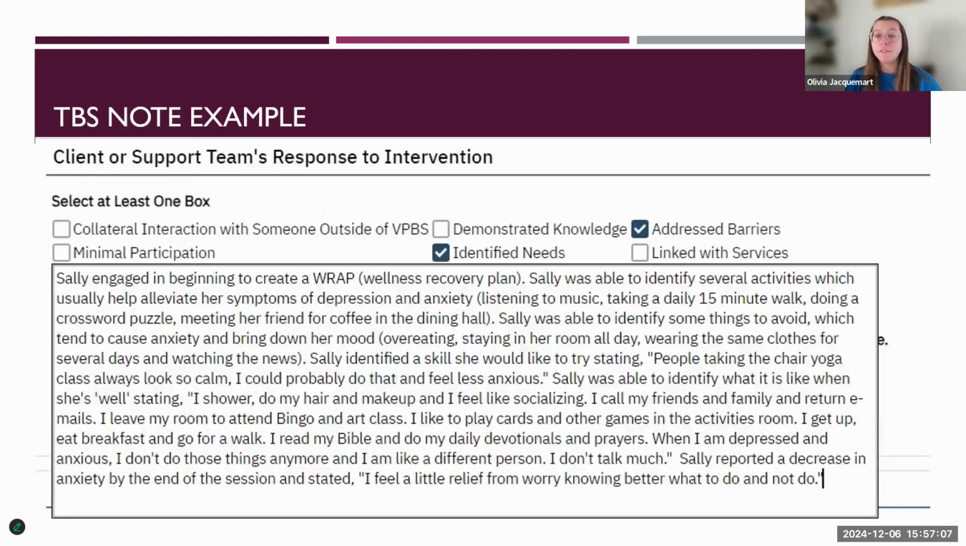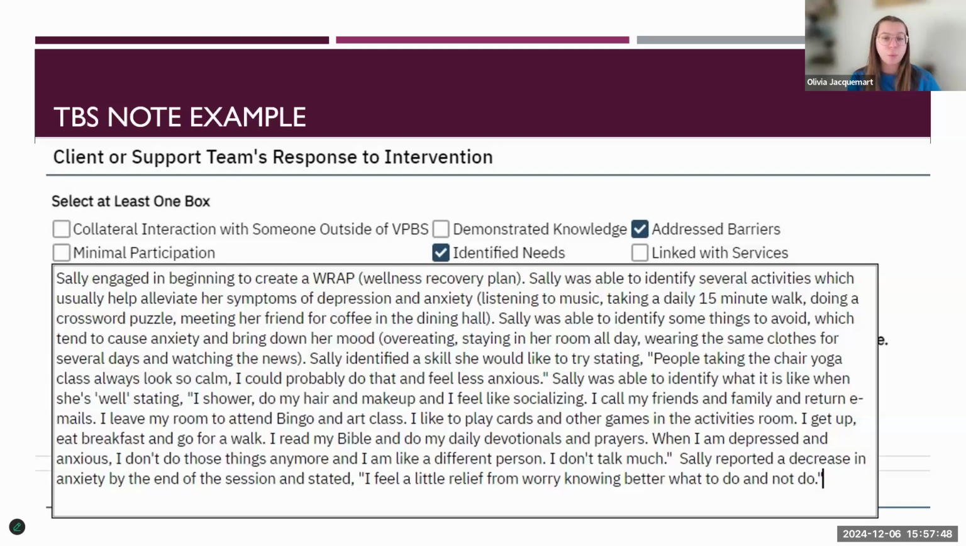Here is an example of a TBS note. So Sally engaged in the beginning to create a WRAP, wellness recovery plan. Sally was able to identify several activities which usually help alleviate her symptoms of depression and anxiety: listening to music, taking a daily 15-minute walk, doing a crossword puzzle, meeting her friend for coffee in the dining hall. Sally was able to identify some things to avoid which tend to cause anxiety and bring down her mood: overeating, staying in her room all day, wearing the same clothes for several days, and watching the news. Sally identified a skill she would like to try, stating, "People taking the chair yoga class always look so calm. I could probably do that and feel less anxious."